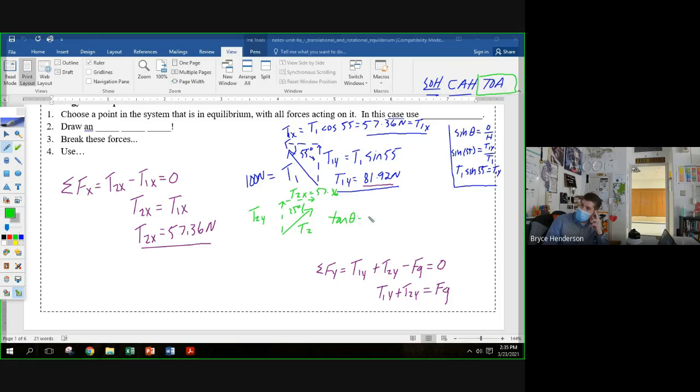So the tangent of theta would be equal to opposite. So opposite my 25 is T2Y over the adjacent, which is my T2X. That's 57.36. Sorry, let me write that fully. You can leave it if you already wrote that, but I'm just going to put it over to T2X, which means that T2Y is 57.36 times the tangent of 25. Which means T2Y is equal to, this is a lot of work, 26.75.